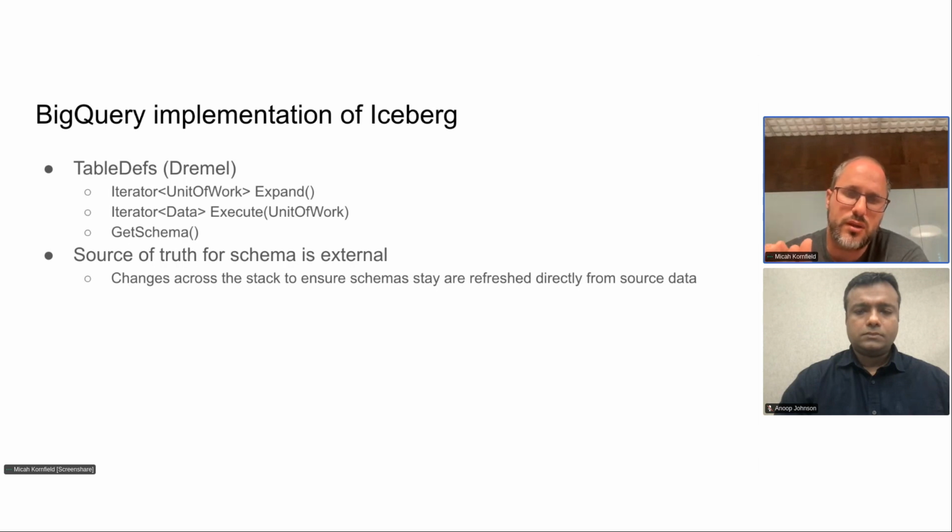One of the first challenges with Iceberg was that the source of truth for the schema, not just at the data table level but in our catalog, is external. Prior to this, all of our federation assumed a fixed schema within BigQuery. So we had to make changes across the stack that I just showed you to assume that we couldn't rely on what we had already cached, but go back to Iceberg as the source of truth for the table.